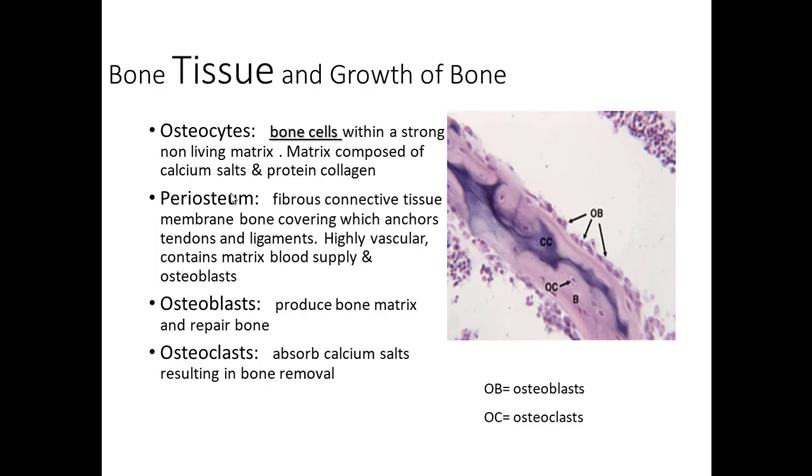The periosteum, that is just the covering. It's like a fibrous, tough, connective tissue that covers the bone, and it helps the tendons and the ligaments attach to the bone. Without this, they wouldn't be able to attach, and you wouldn't be able to move.